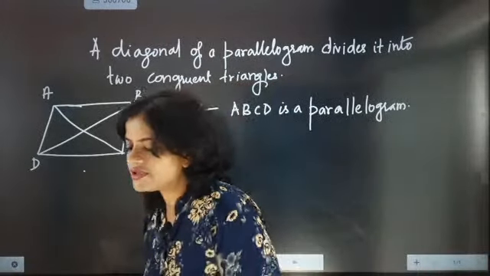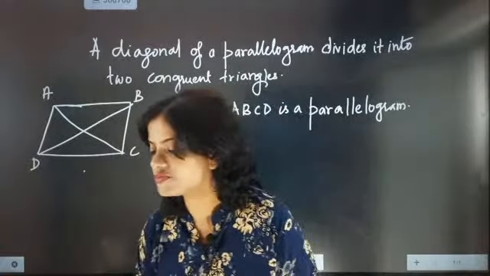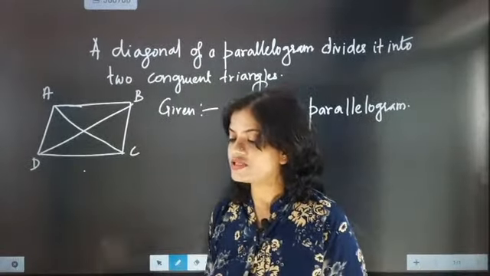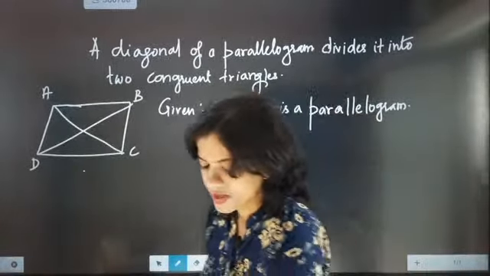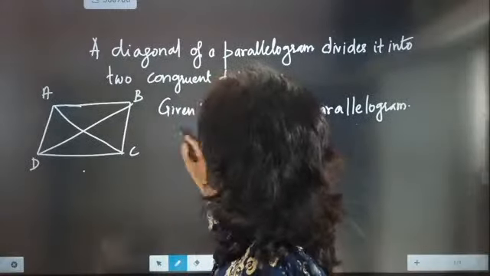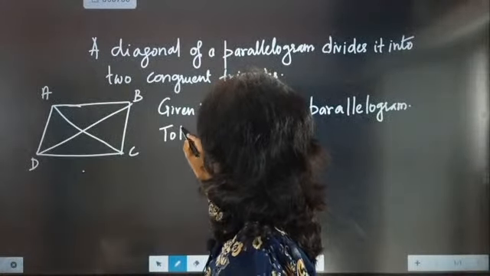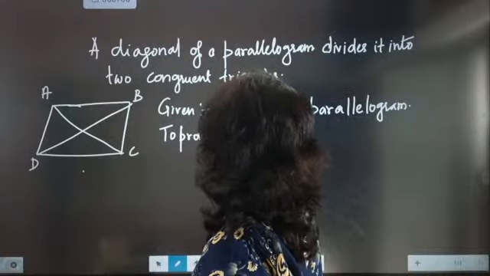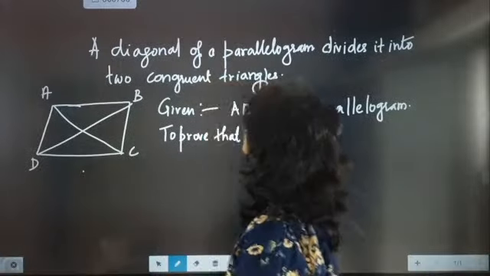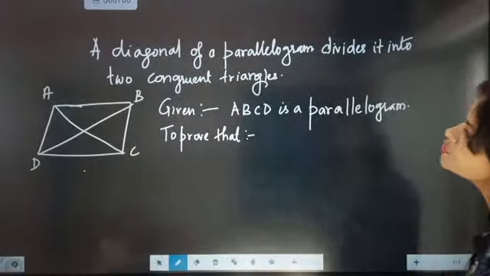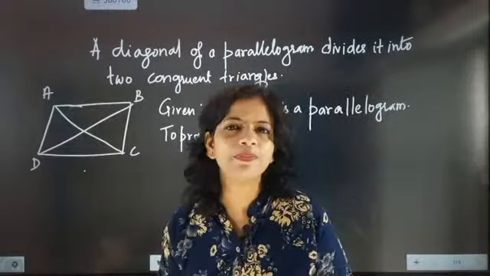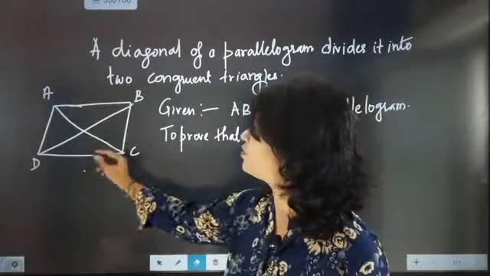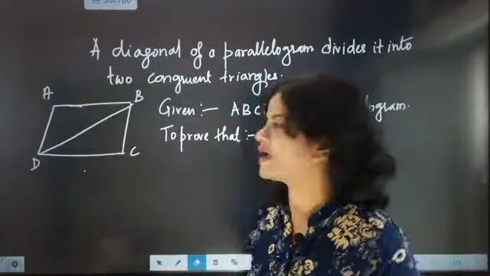Okay, Kanishka, ABCD is what? ABCD is a parallelogram. So we went with her point that ABCD is a parallelogram. Next is what we have to prove, that a diagonal of a parallelogram divides it into two congruent triangles. So in simple way, only one diagonal I am going to draw. So just we have to see that.